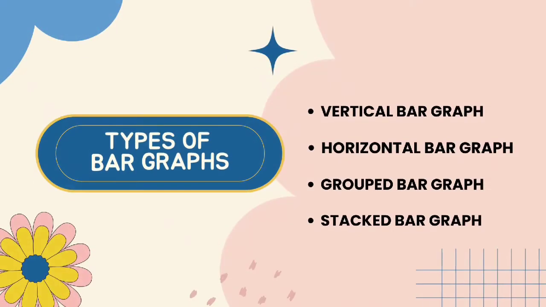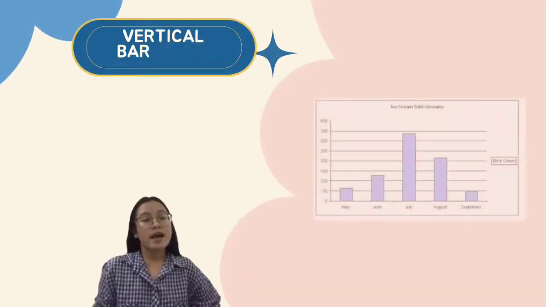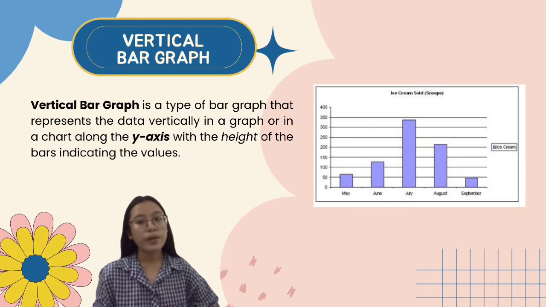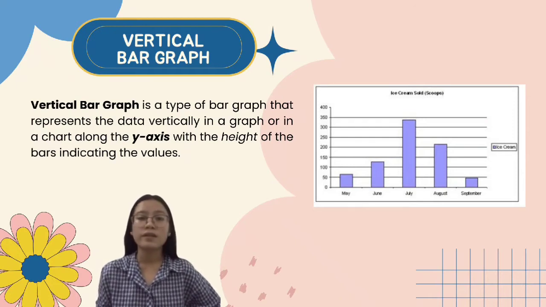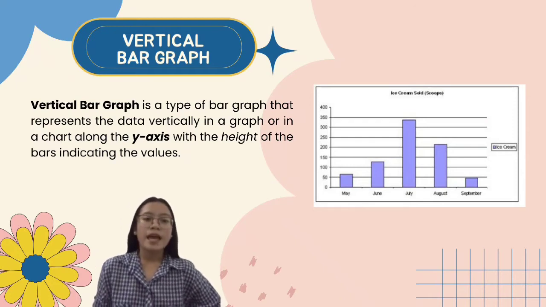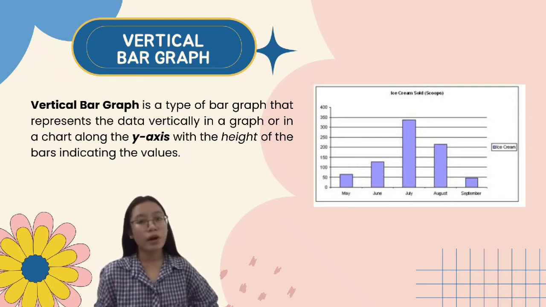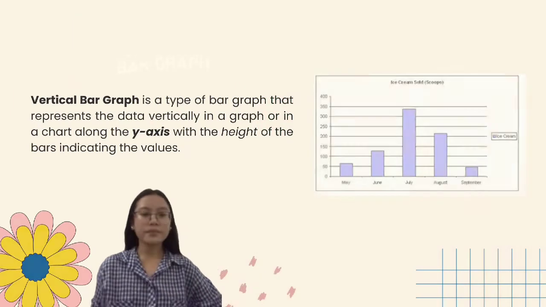There are different types of bar graph. The four main types of bar graph are vertical bar graphs, horizontal bar graphs, group bar graphs, and stack bar graph. So, vertical bar graph. If the group of data are represented vertically in a graph or chart with the help of bars, then it is called a vertical bar graph. It represents the data along the y-axis with the height of the bars indicating the values.